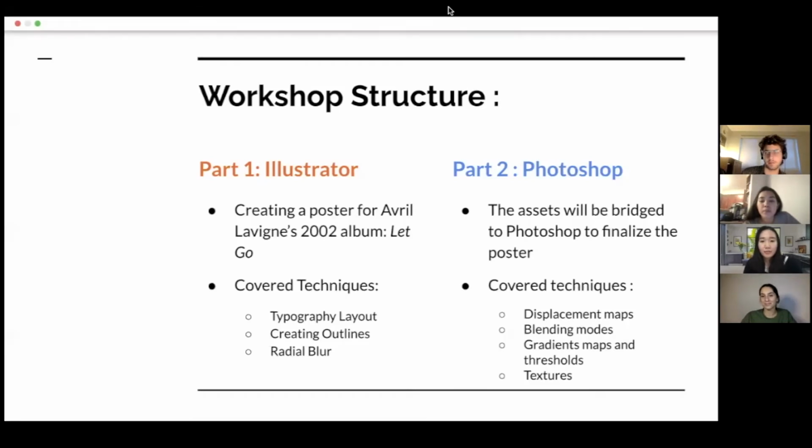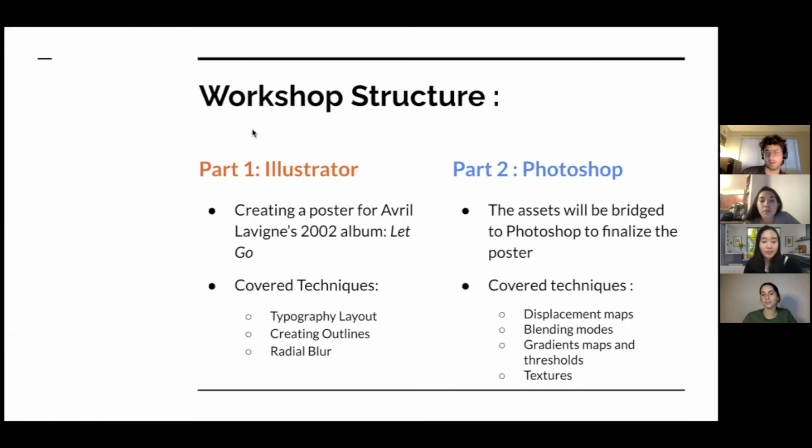And here's the workshop structure. Faiza, do you want to take a go at it? So for part one, we're going to start with Illustrator, and we're going to be creating a poster for Avril Lavigne's 2002 album, Let Go. If you can take a quick look at her album cover right now, if you'd like. We're going to work on typography, layout, just basic layout, learning how to create them all in outlines, and adding a radial blur on some of the text. And then we'll take it over to Photoshop with Ziad.